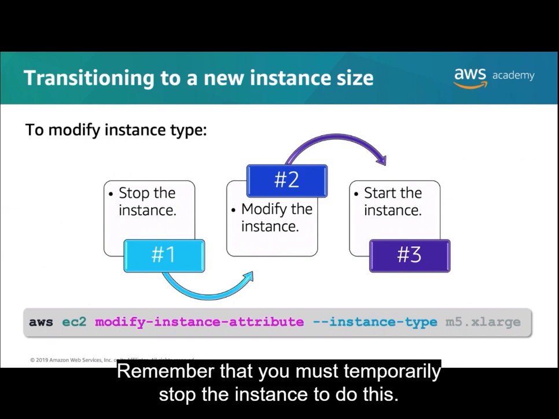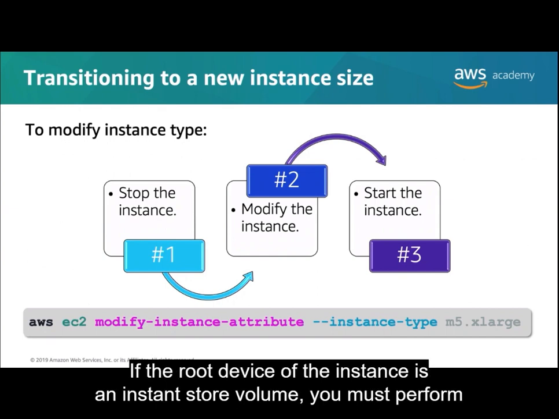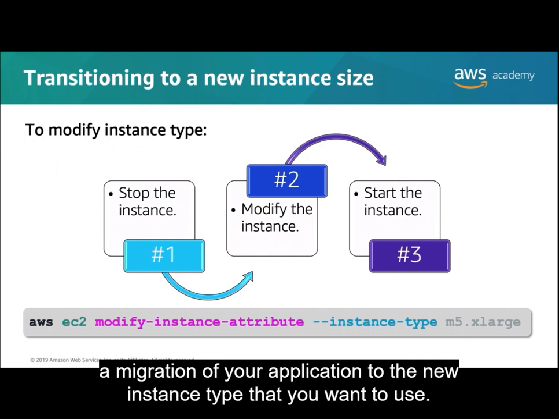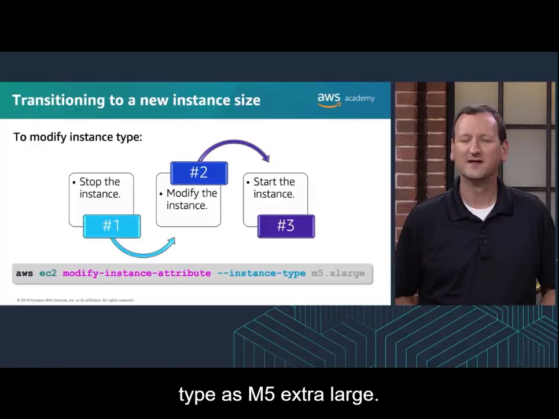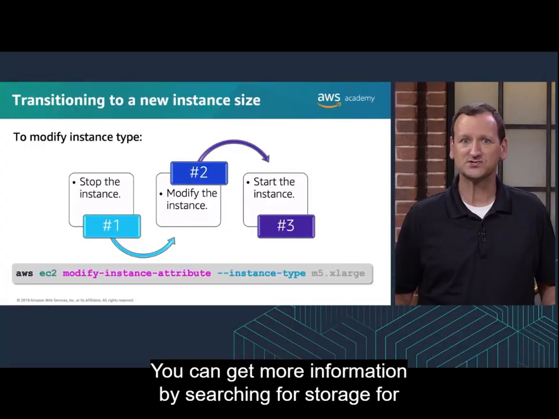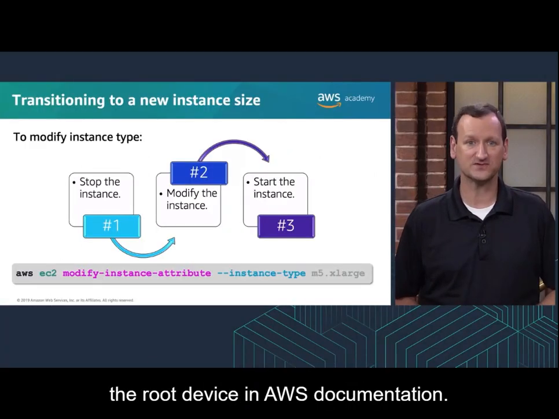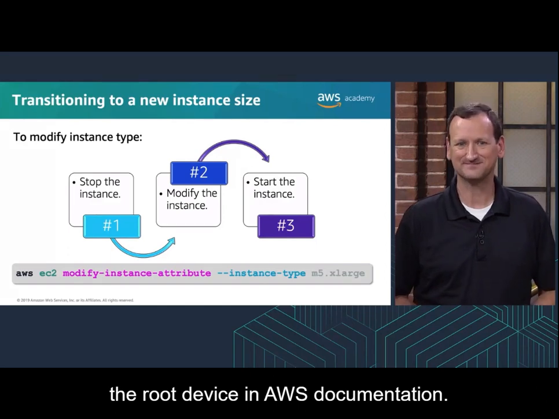instance to do this. If the root device of the instance is an instance store volume, you must perform a migration of your application to the new instance type that you want to use. The example includes an AWS CLI command that specifies the new instance type as M5 extra large. You can get more information by searching for storage for the root device in AWS documentation.